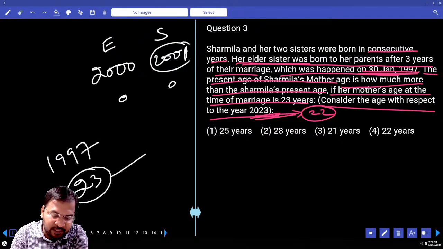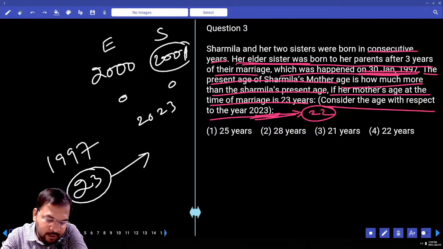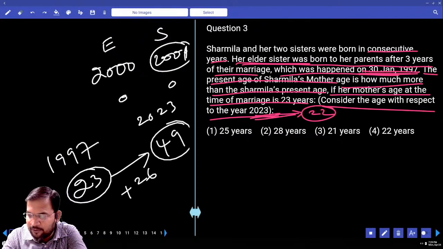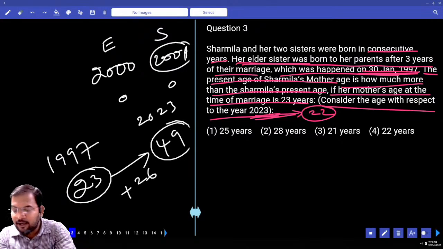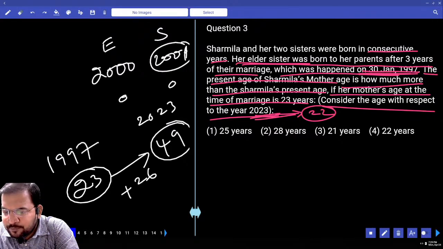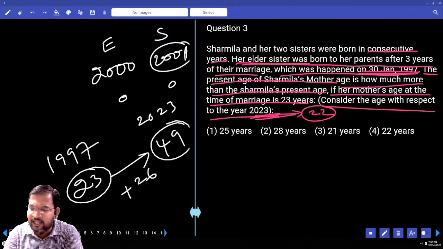If the mother's age is 23 in 1997, then in 2023, how many years have passed? 26 years added, na? If you add 26 years, the mother's age is 49. Now, what is the sister's age?